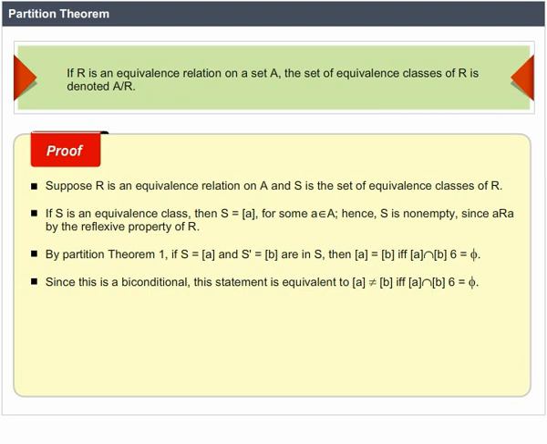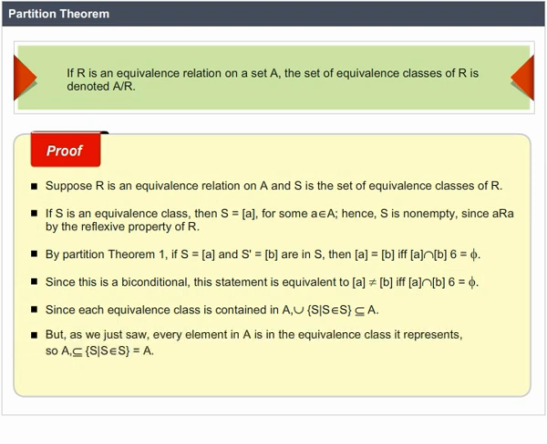If the class of a intersection the class of b is not empty, since each equivalence class is contained in A, the union of S such that S belongs to S is a subset of A. But as we just saw, every element in A is in the equivalence class it represents. So, A is a subset of the union of S such that S belongs to S. This shows the union of S such that S belongs to S equals A.